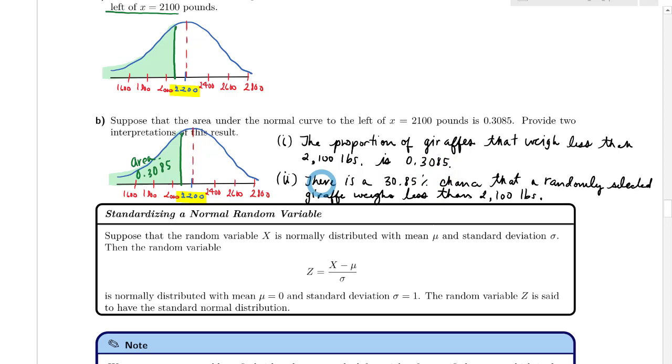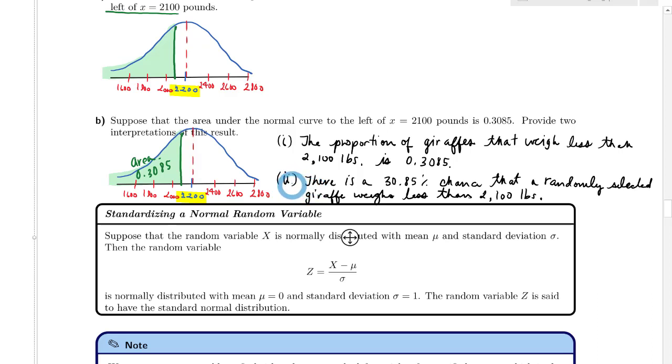We will be using both interpretations, and either interpretation is correct, but you have to make sure it's consistent. You can't say proportion with chance or proportion with probability. They're very different, and the way they're interpreted is different. As long as you can separate the two, either one is correct. Okay, but let's just say I have two samples of giraffes, maybe one in Africa and one in San Diego, at the zoo.